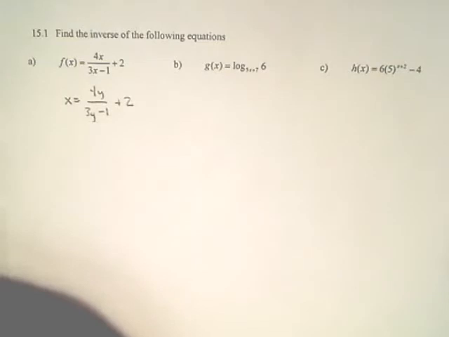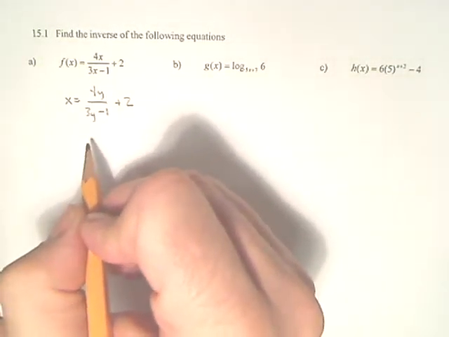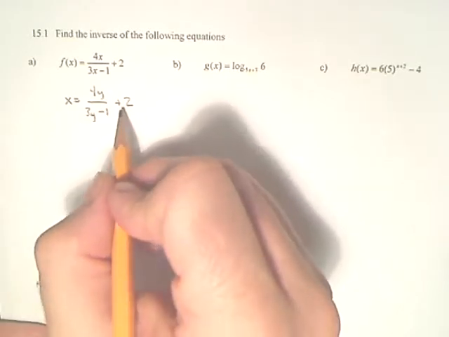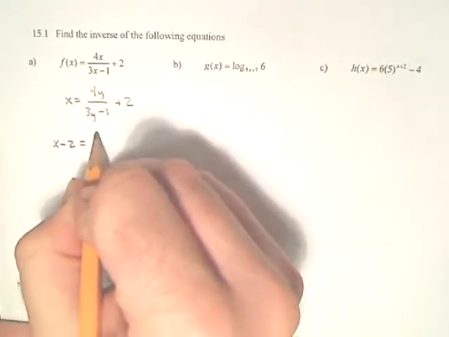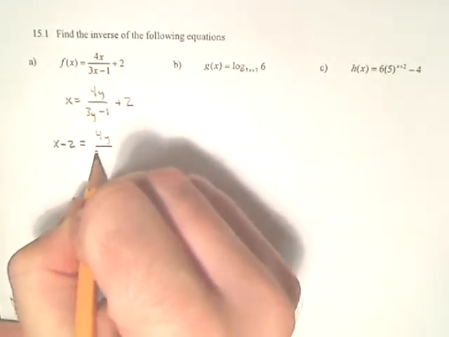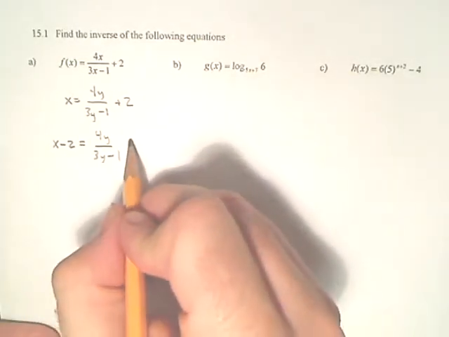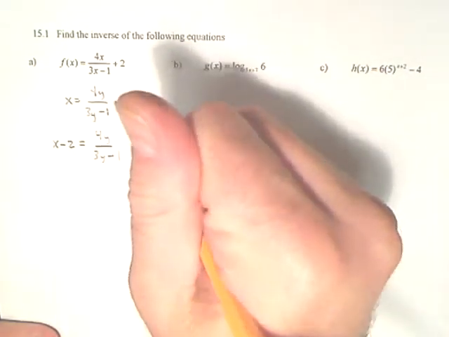After you switch x and y, step number 2, solve for y. So we need to start working on getting y by itself. But we've got a fraction issue here, so I'm going to first move the 2 to the other side by subtracting 2. And now to get rid of this fraction, I'm going to multiply both sides by 3y minus 1.